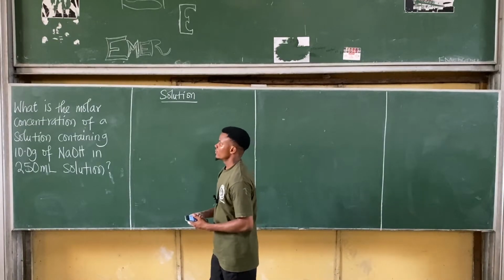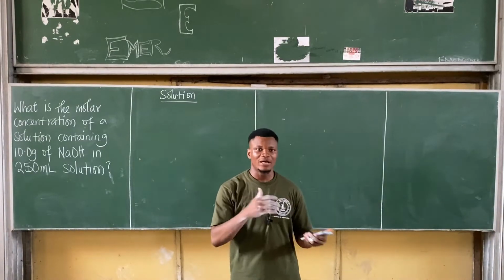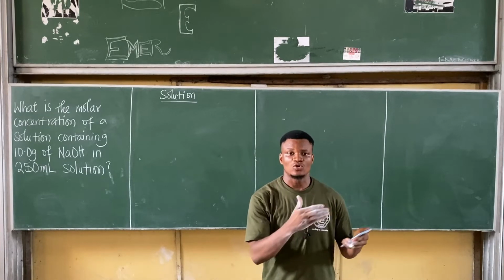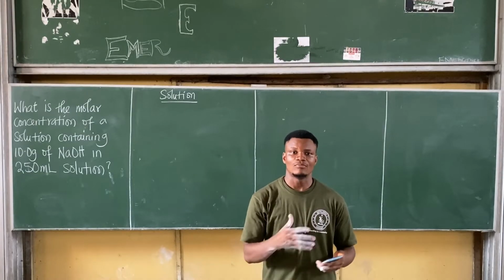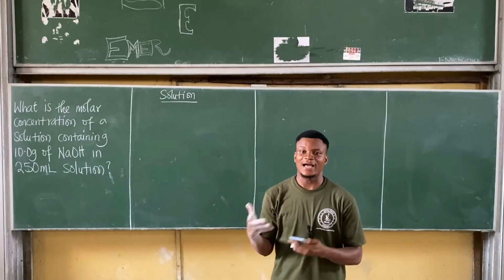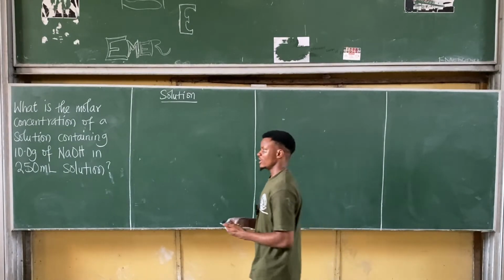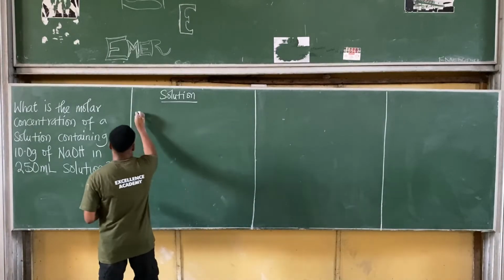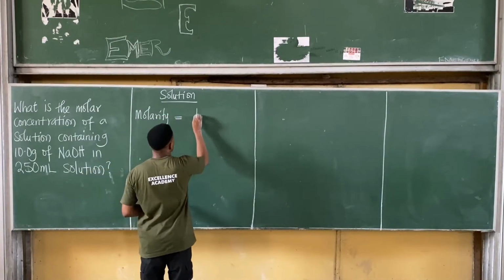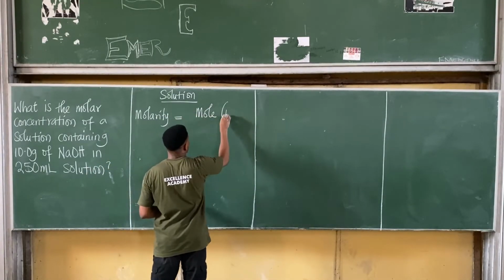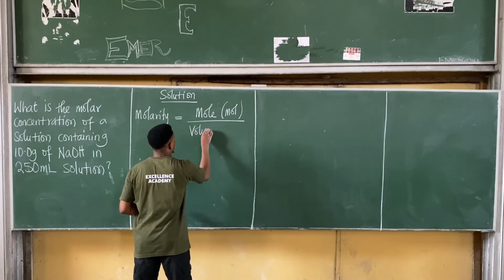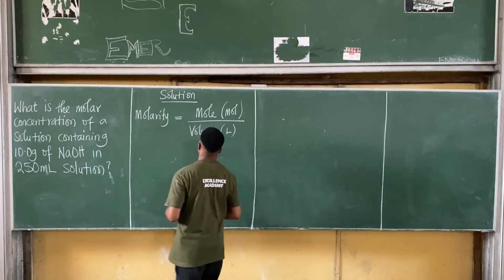First things first, whether you're asked molarity or molar concentration, they both mean the same thing. So if you're asked to find molar concentration, it is the same thing as being asked to find molarity. So let's recall our molarity formula. We said molarity is equal to the number of moles in mol, all over volume in liters.